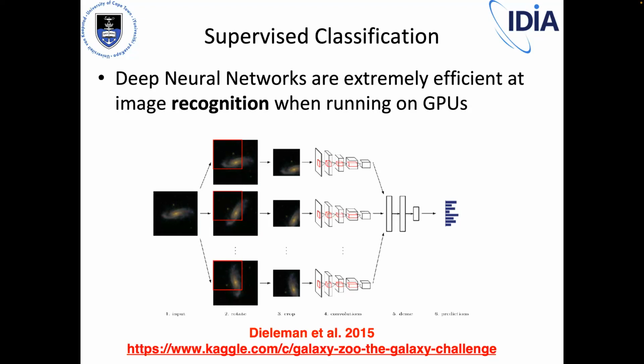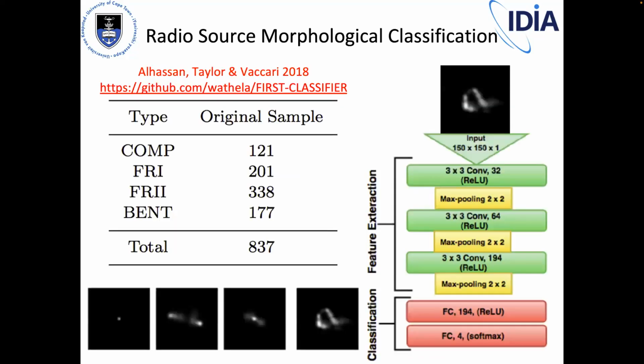And this is a process that is very efficient when doing image processing, when doing computer vision analysis, and particularly when running on GPUs, which is why GPUs have become very fashionable in the world of machine learning. Now, a few years ago, with a very keen student, we actually started a very small radio source morphological classification project.